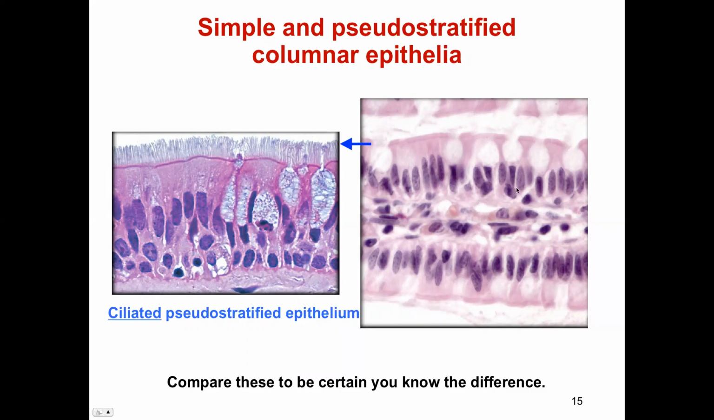Now here on this side, you have a simple columnar epithelium. You can see that all these cells are attached, and the nuclei are all pretty much in the same layer. You've got goblet cells again. So this to me is a dead giveaway for digestive. And I actually know that this is digestive.